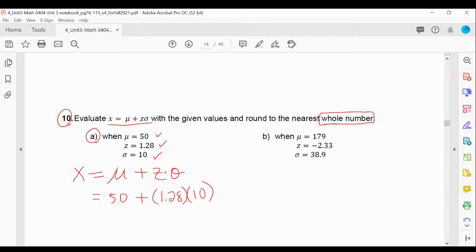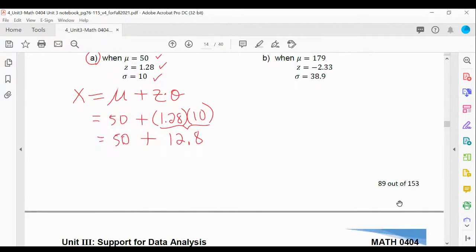So what do we do first? The order of operations here, the first step is to multiply before you add. So 1.28 times 10 gives you 12.8. And then from left to right, and that's all that's left to do, is add 50 plus 12.8, and we do that. Final answer is 62.8. So that's our value for x in this example.